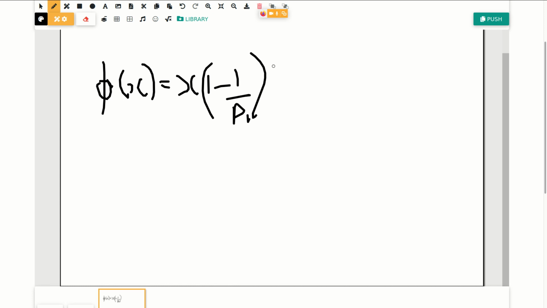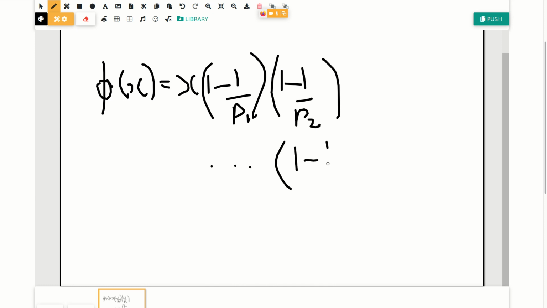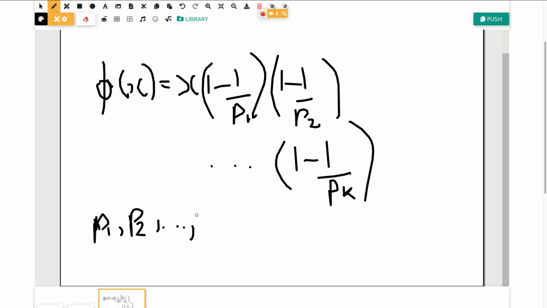So the formula is (1 minus 1 by p1)(1 minus 1 by p2), and so on till (1 minus 1 by pk), where p1, p2, and so on till pk are all the primes that divide x. So p1, p2, pk, those primes. This is a formula for phi of x for any general x, of course for x greater than or equal to 1.